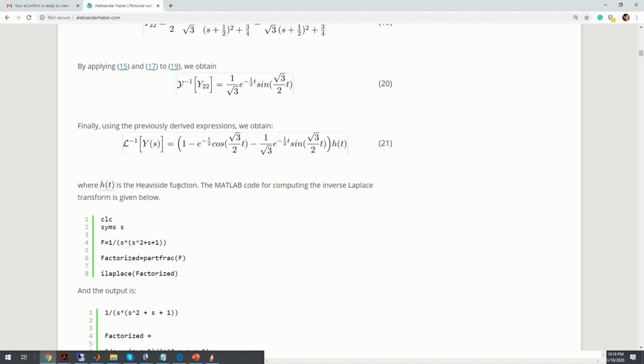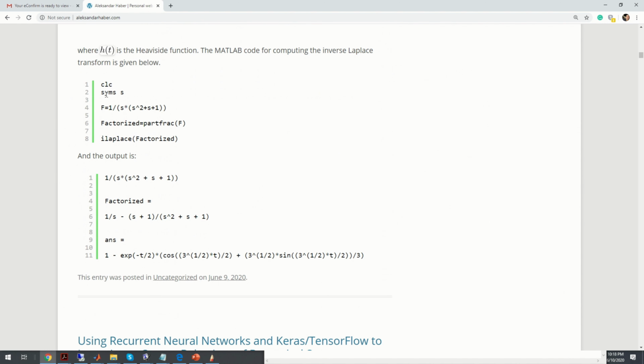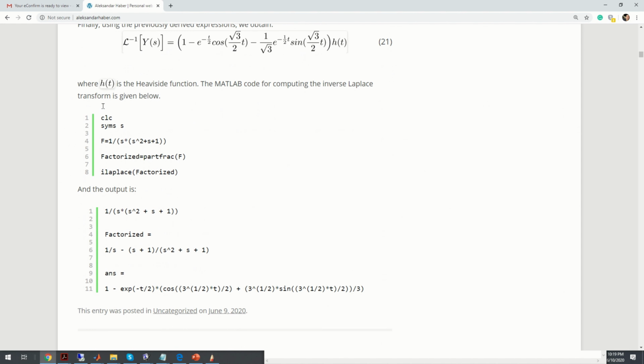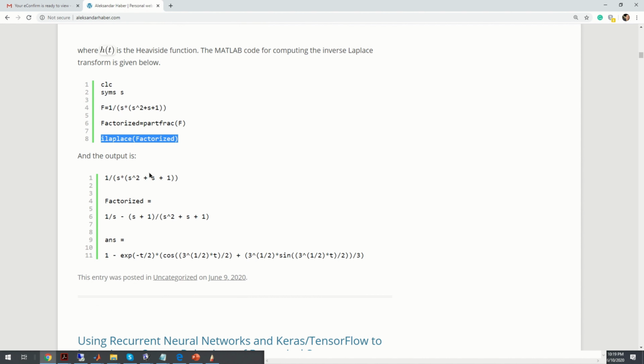And then at the end, I also show you how to do this in MATLAB. Here is a simple MATLAB code showing how to do that. You define a symbolic variable s, you define a transfer function, you factorize, you compute a partial fraction expansion, and you do the inverse Laplace transform. So if this is your function, this is your factorized form, and this is the answer you get.